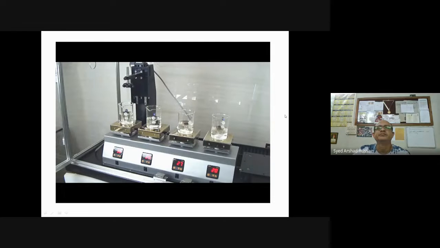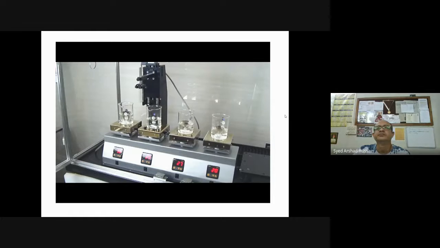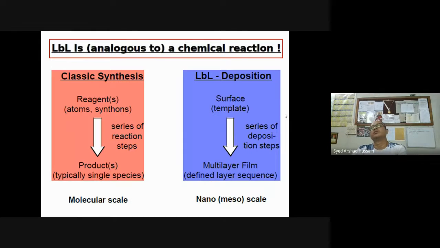The SILAR technique involves multiple dipping of the substrate in a given solution and drying. In India also, an Indian company developed the system with less than 1 lakh rupees. It's a microprocessor-based system, maybe around 80,000, something like this. It's available from Apex. And of course, without a machine also, as I told already, just using beakers this is possible.